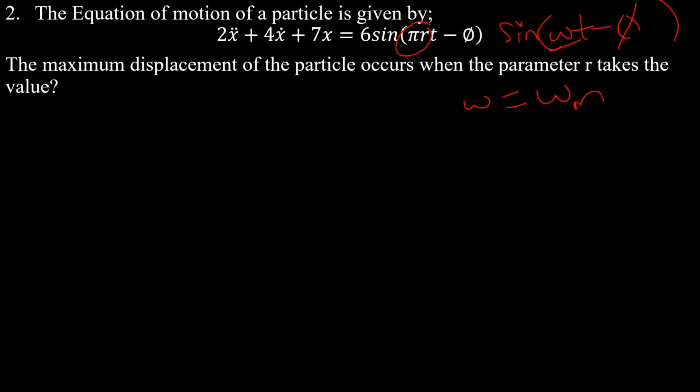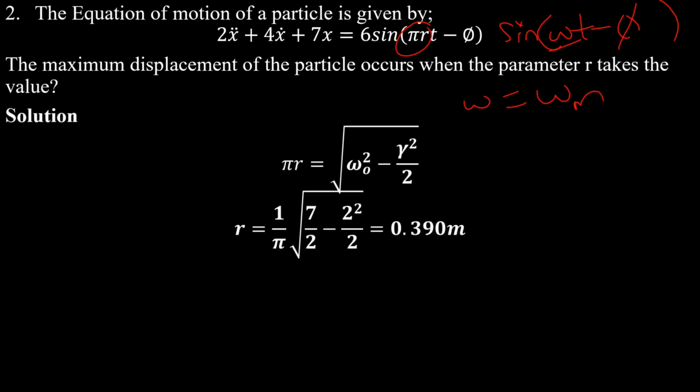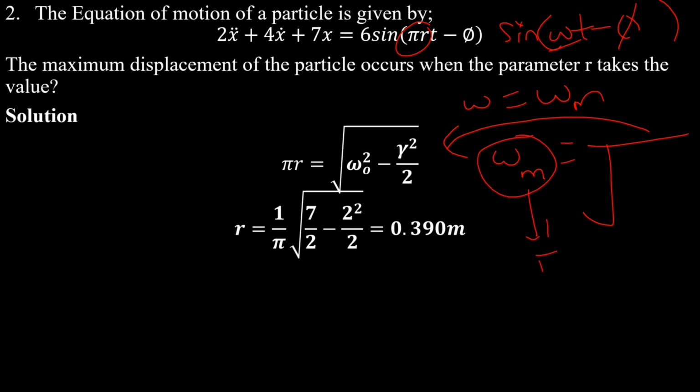If that is true, it means that omega m is equal to the square root of this entire expression here. So now our omega m will be equal to the given parameter. That's all we just do: make the parameter the subject of the formula, substitute all necessary parameters, and that is the final answer we're going to get.